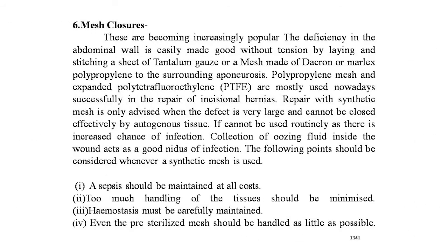The sixth type of operation is the mesh closure. These are becoming increasingly popular. The incision and the sac are dealt with similarly as done in the previous operations. The deficiency in the abdominal wall is easily made good without tension by laying and stitching a sheet of tantalum gauze or a mesh made of dacron or marlex or polypropylene to the surrounding aponeurosis. Polypropylene mesh and expanded polytetrafluoroethylene, that is PTFE, are mostly used nowadays successfully in the repair of the incisional hernia.